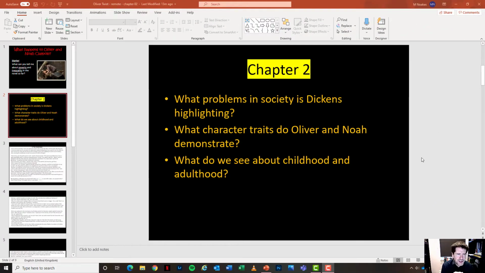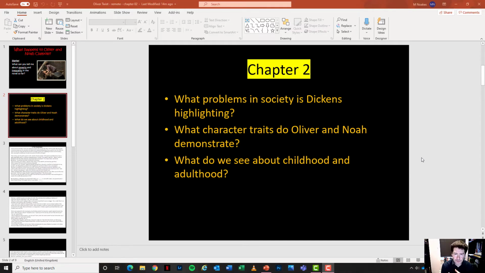Okay, so we're going to read chapter 2 of our summarized version of Oliver Twist. So remember, it's not the actual chapter 2 of the proper novel. It's the second chapter, which condenses the whole novel to something we can realistically finish in one lesson a week in a half term. While you're reading this, have these 3 bullet points in mind.